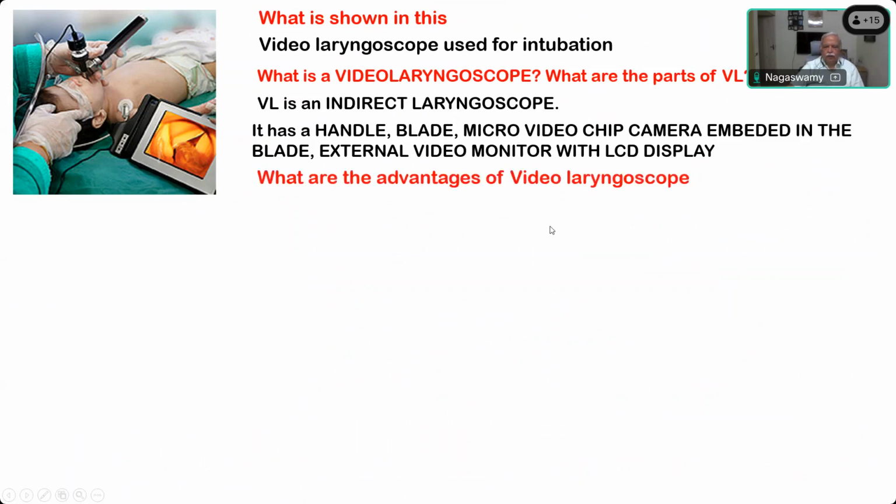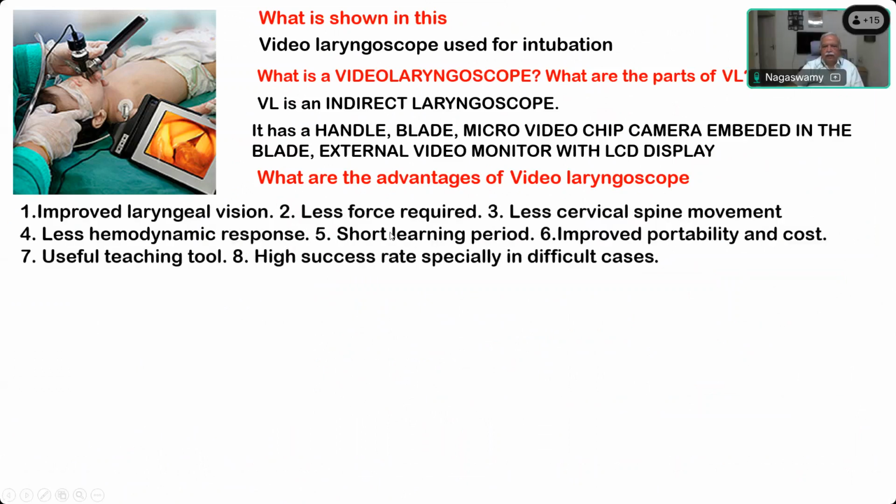What are the advantages of video laryngoscopy? It helps in difficult intubation, sir. Okay. Minimal manipulation of the cervical joint, very good. Two, less trauma to the oral mucosa. Three, thick blade, so we need not displace the tongue. We can directly insert it. Right. There are several advantages. Improved laryngeal vision, less force required, less cervical spine movement, less hemodynamic response, short learning period, improved portability and cost, useful teaching tool so people also can watch, high success rate, especially in difficult cases. Okay, these are all the advantages.